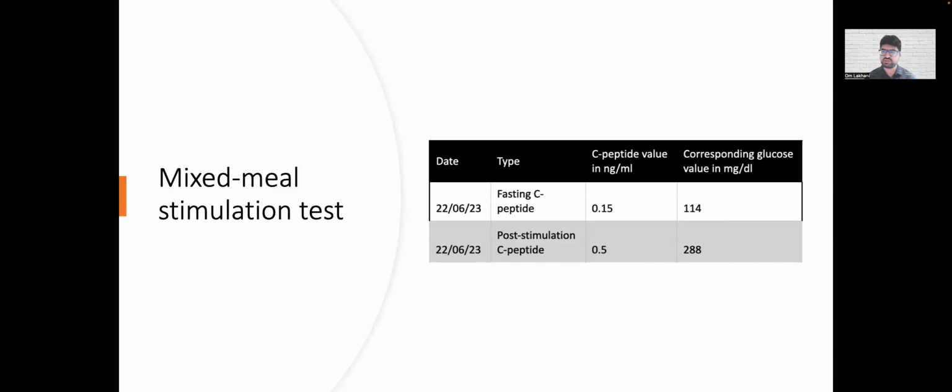To answer this question for this patient at this point of time, we did something known as a mixed meal stimulation test. I'll tell you the process and the interpretation, but right now focus on the results. The patient's fasting C-peptide value was 0.15 nanogram per ml. Please look at the units very carefully. His corresponding blood sugar was 114. Post mixed meal stimulation at 90 minutes, his C-peptide was 0.5 with a corresponding sugar of 288. Again, I'll tell you the interpretation of this in a few minutes.